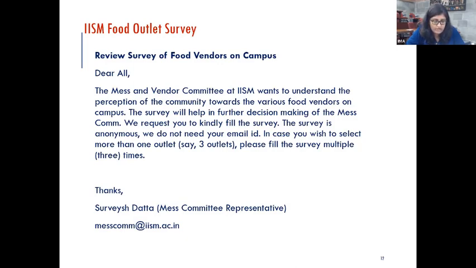The survey is anonymous. We do not need your email ID. In case you wish to select more than one outlet, say 3 outlets, please fill the survey multiple times. Thank you, Sarvesh Datta. Who is he and his email ID? Can you tell me one point about cost, one about benefit, and one about trust from this message?